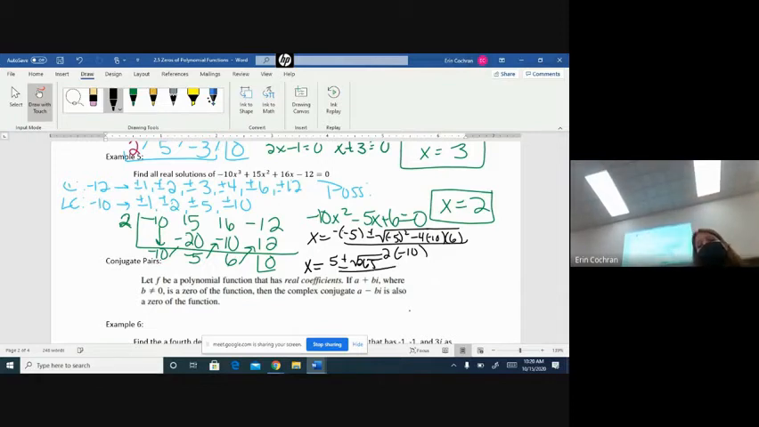Over, what's 2 times negative 10? Negative 20. Now, is 265 a perfect square? No, it's not. Is there a perfect square that goes into 265? No, there's not. It's like 5 and something. 5 times what is that? Something, I don't know. So now, can we use our calculator and get our decimals?